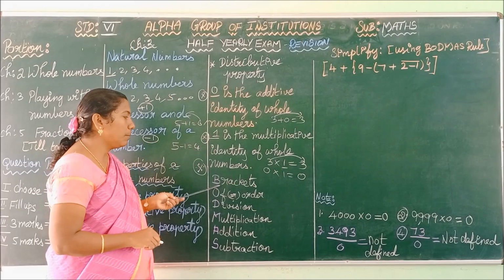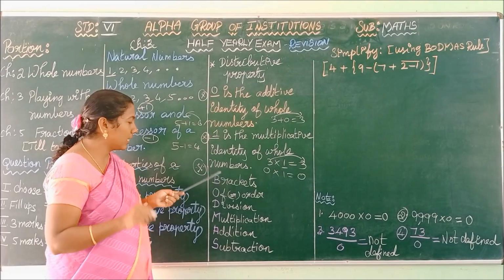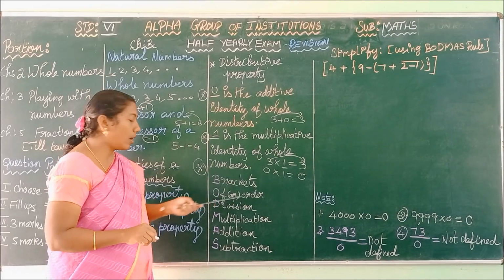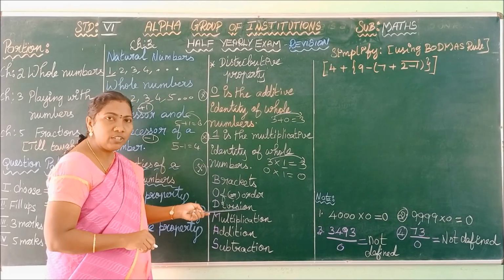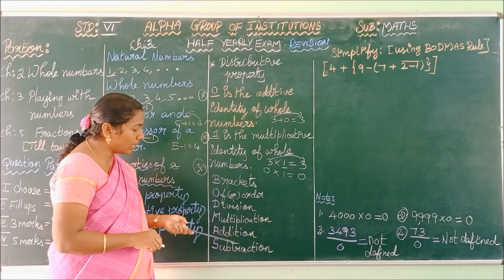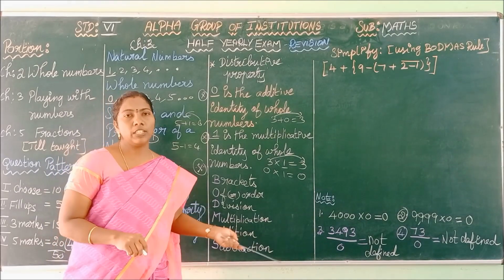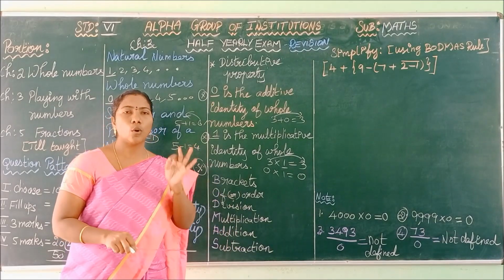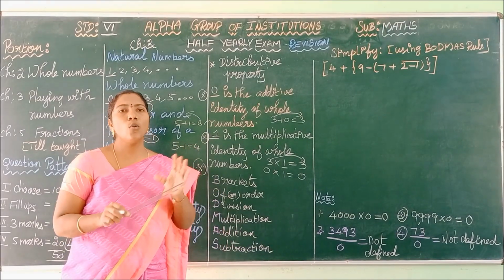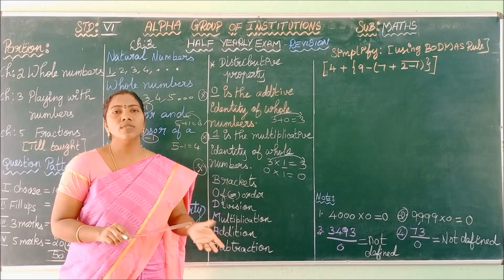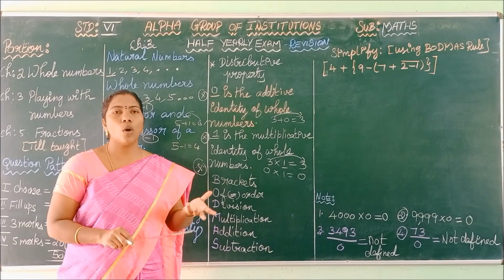Okay. What is meant by BODMAS? B stands for brackets. O stands for of or order. D for division. M for multiplication. A for addition. S for subtraction. So BODMAS is just a rule which gives how to evaluate the problems which involve more than 1 or 2 operations.